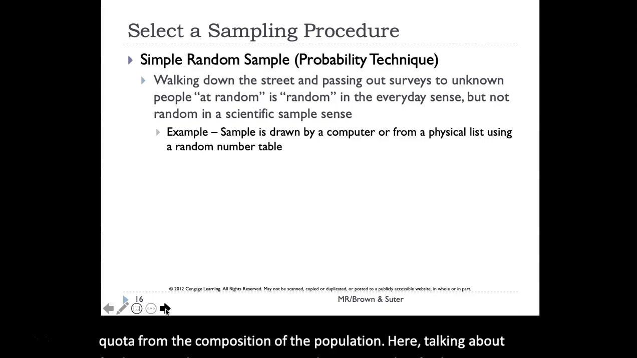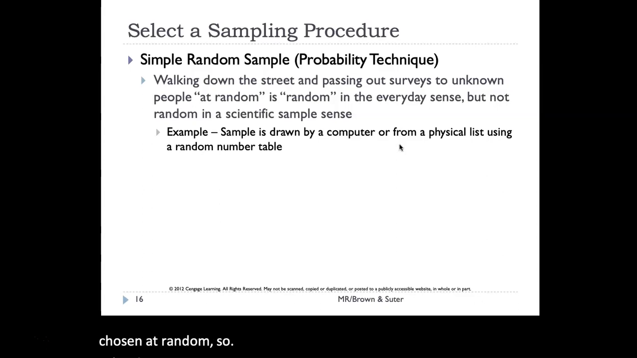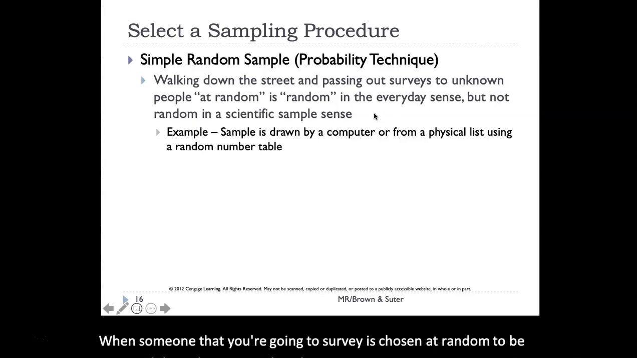A simple random sample is a probability technique. So this is a probability sample where everyone really has the same chance of being selected. And a lot of times this could be drawn from a computer or a physical list using a random number table, where everyone really has the same chance of being selected, and they're just chosen at random. So when someone that you're going to survey is chosen at random to be surveyed, then everyone has the same chance, and that's why it's a probability technique.